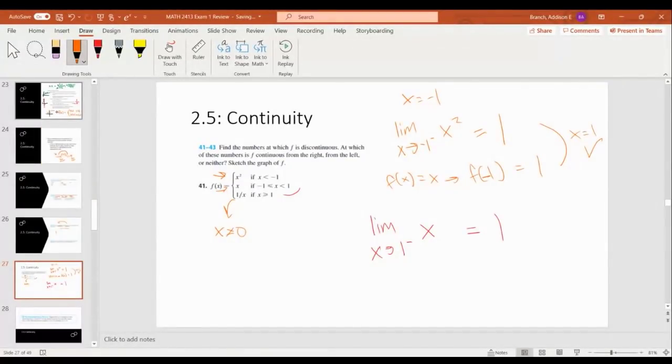That's a -1. We are checking -1, so actually that one's not good. 1 does not equal -1, so there actually is a discontinuity at x equals -1.